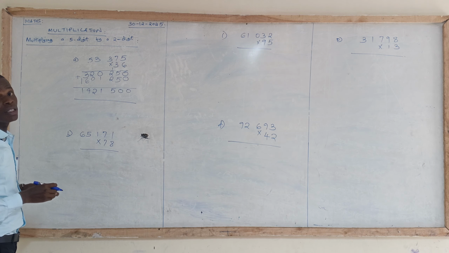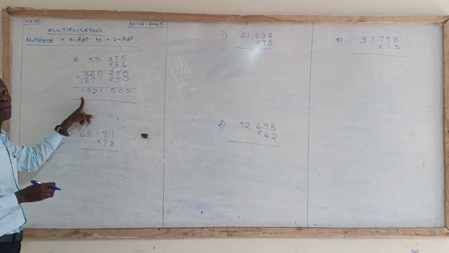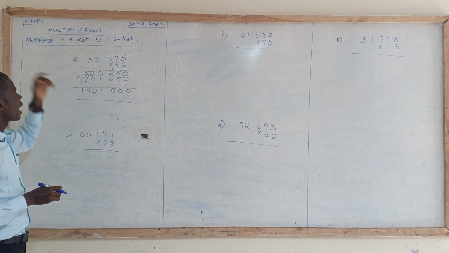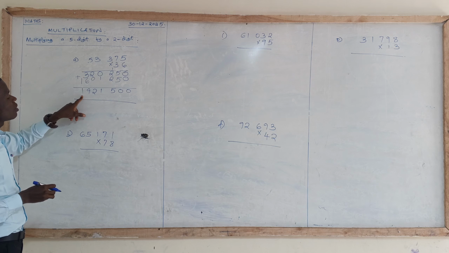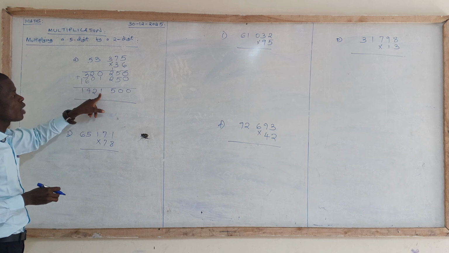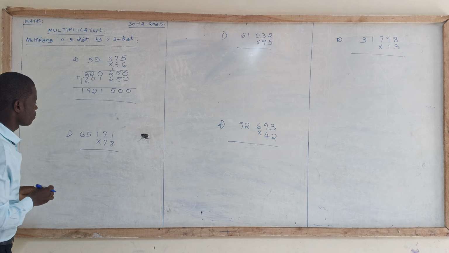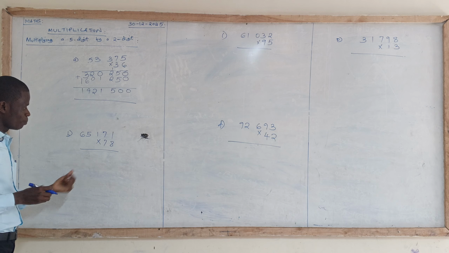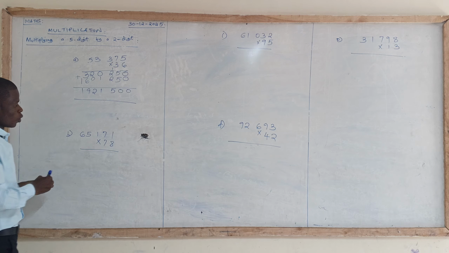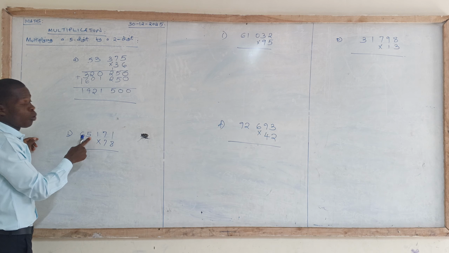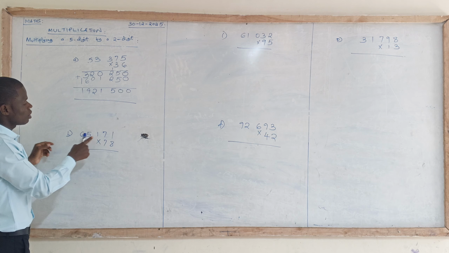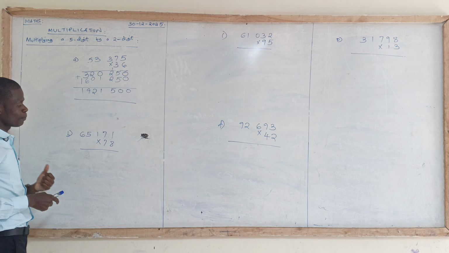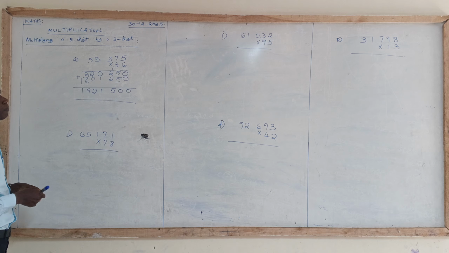So 53,375 times 36, we have, can you read this number? What do you have? 1,921,500. We are done with A. So let us come to B. B, what do you have? We have 6,171 multiplied by 78.